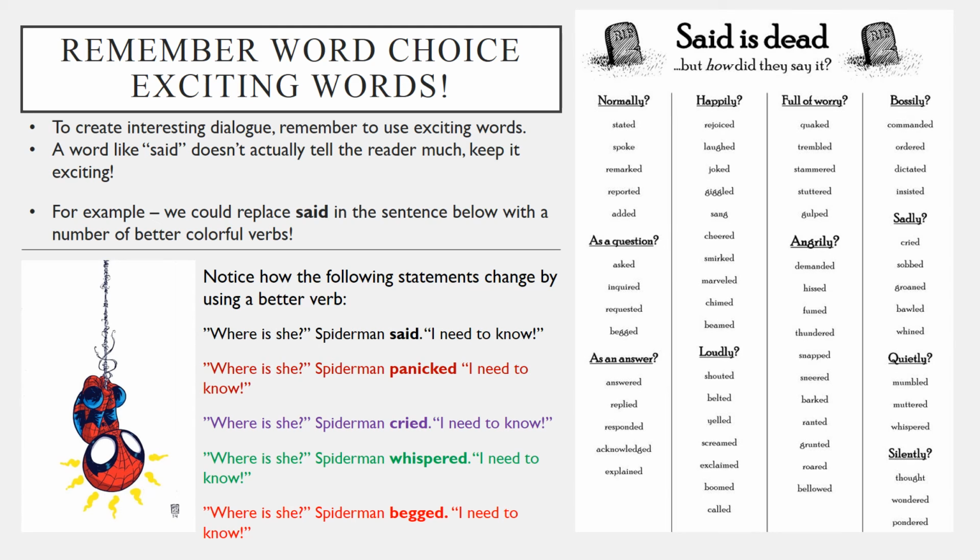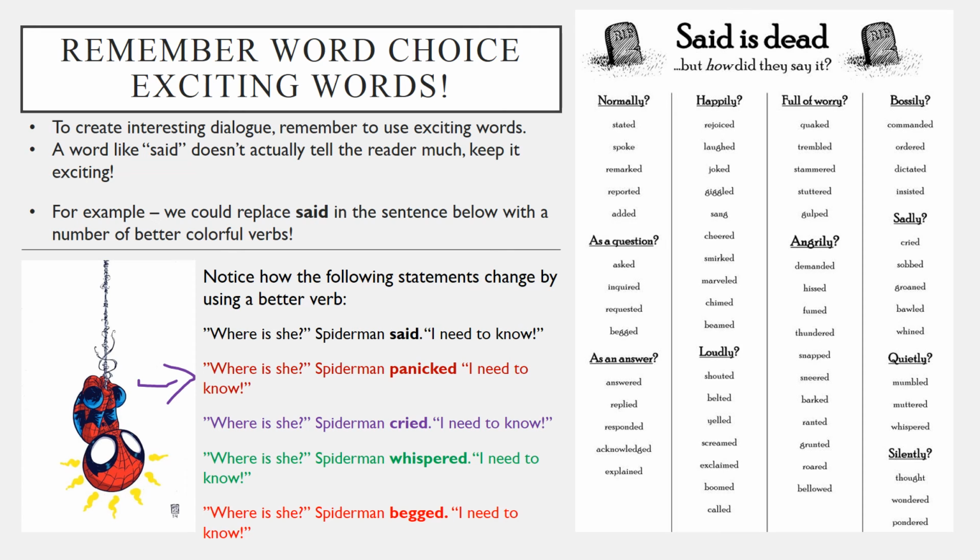So, reflecting back on word choice, we have to remember to keep the dialogue interesting by using exciting words. A word like "said" doesn't exactly tell the reader much. We want to keep it exciting. For example, below, we could replace said in the sentences with plenty of colorful verbs. Notice how the following statements change by using a better verb. "Where is she?" Spider-Man said. "I need to know." We don't know if that's happy, sad, joking, playful. So, we have, "Where is she?" Spider-Man panicked. "I need to know." That shows a very different image. That shows that he is not playing around.